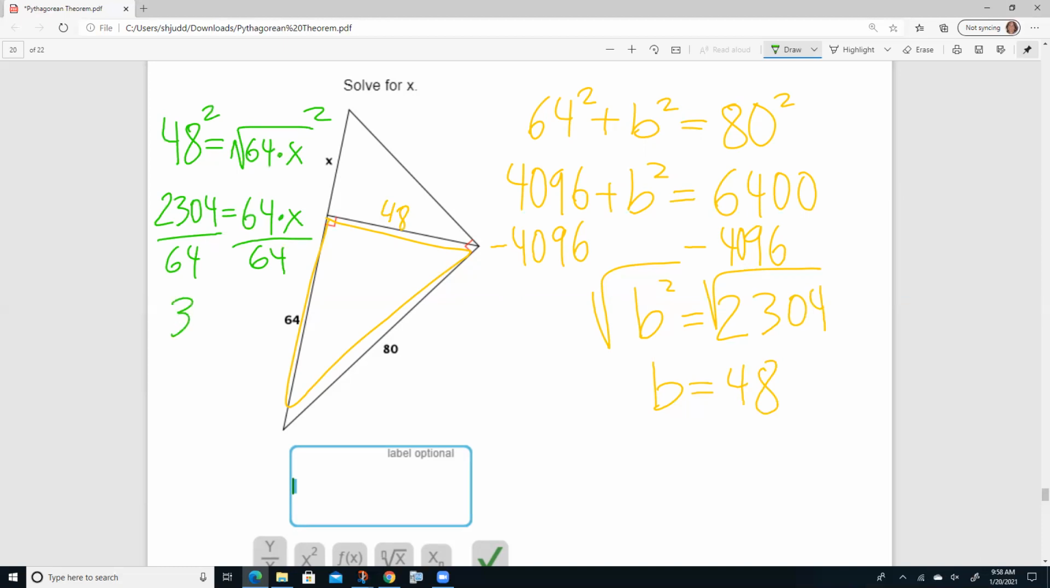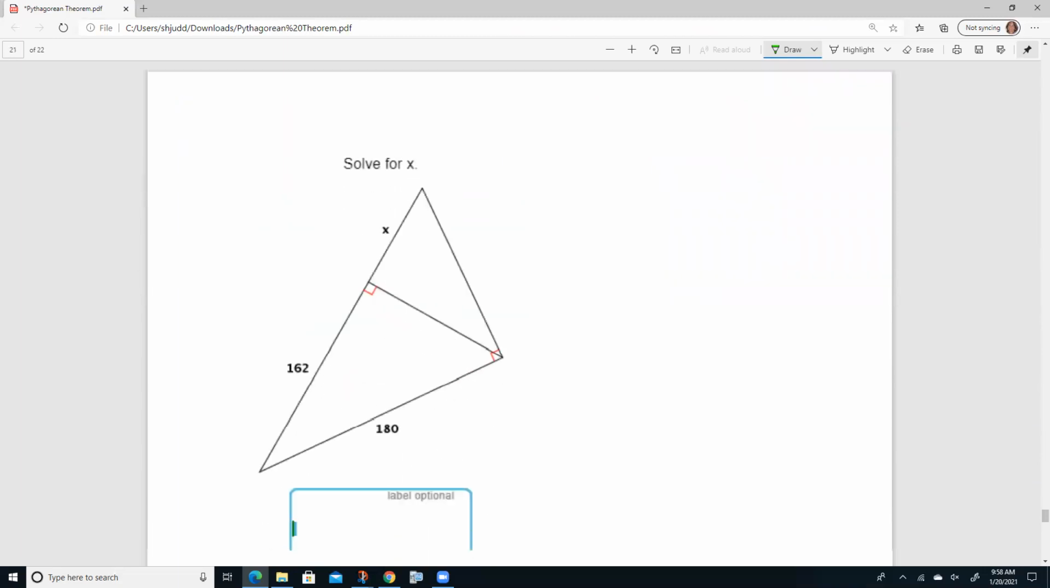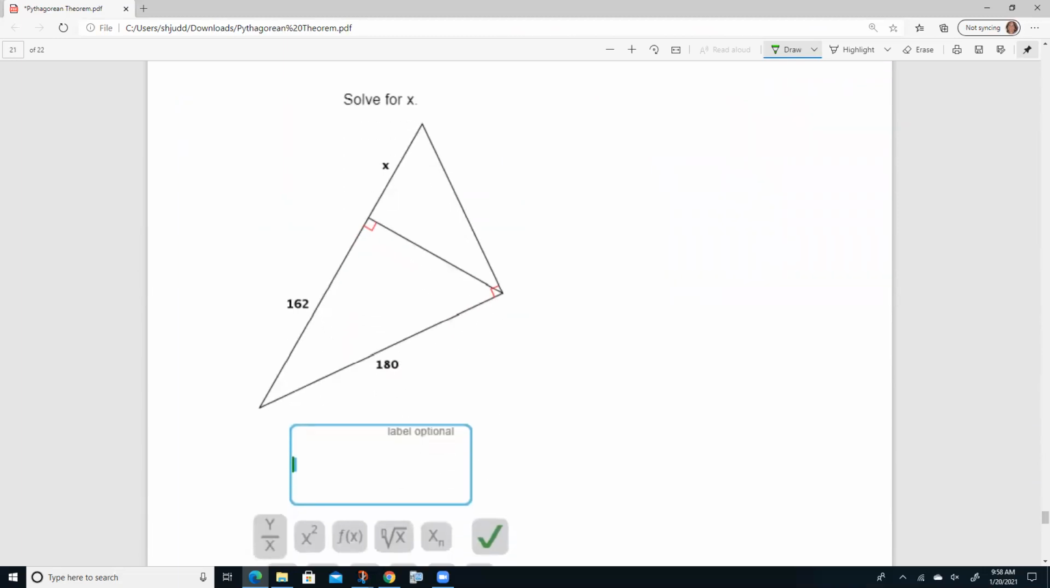We're going to get 36 equals x, and now we're done. So there's quite a bit using the geometric mean and the Pythagorean theorem in order to solve a question like this. Remember, I said you could solve that question using the Pythagorean theorem, or we could use ratios.